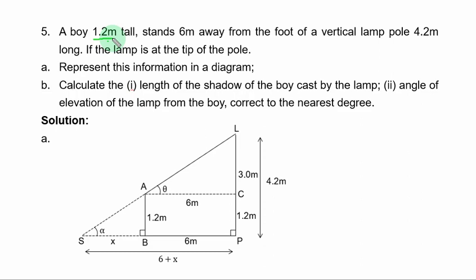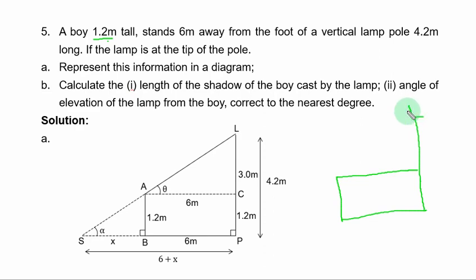Solution. Let us try to illustrate the information in a diagram. Now this is the boy. The boy is standing away from the foot of a vertical lamp pole. If they are on the same ground level, you can join them together. So from here to here is also the same. The lamp is here at the tip of the pole.